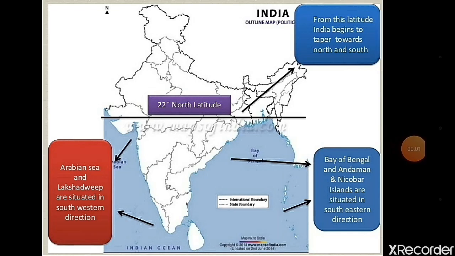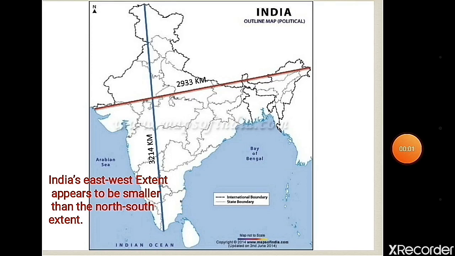This map shows very well how the taper starts and where the boundary of this taper starts and how it works. The east-west extent of the country is 30 degrees of longitude. Despite this fact, the east-west extent appears to be smaller than the north-south extent. The distance from south to north is more than from east to west. How much is it? The figure is given on the map. Read it properly. The difference is not large, but there is some.